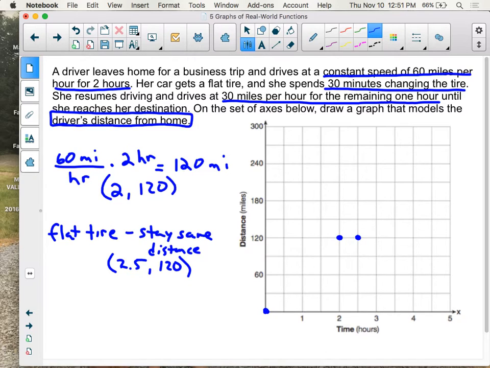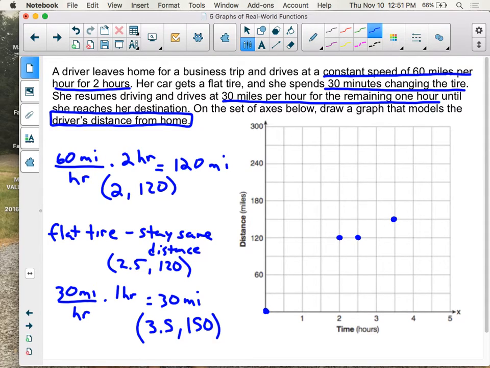And then I drive 30 miles per hour, and I do that for 1 more hour. So now I've gone an additional 30 miles, and it's taken me an hour to do it. So if I go another hour past 2.5 to 3.5 hours, I've gone 30 more miles. I'm 150 miles from home. So let's plot that point 3.5, 150. It looks like about this.